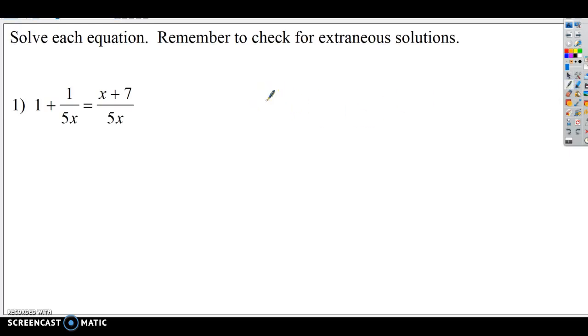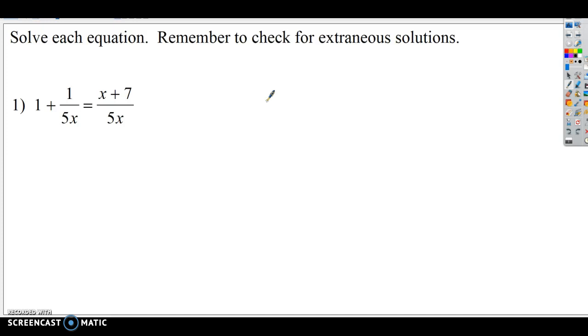Alright guys, we're going to talk about rational equations. A rational equation is similar to a rational number. A rational number is just a fraction, anything that can be written as a over b. So a rational equation has fractions in it.